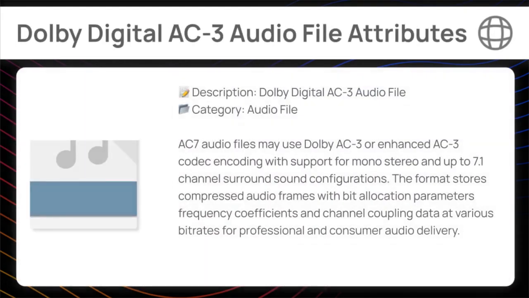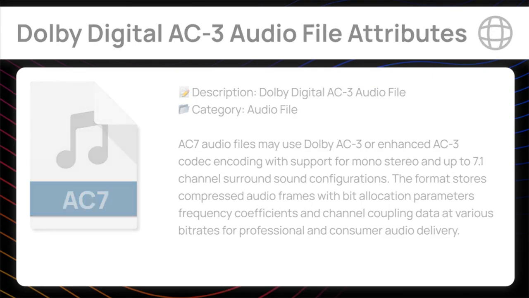AC7 audio files may use Dolby AC3 or enhanced AC3 codec encoding, with support for mono, stereo, and up to 7.1 channel surround sound configurations. The format stores compressed audio frames with bit allocation parameters, frequency coefficients, and channel coupling data at various bit rates for professional and consumer audio delivery.